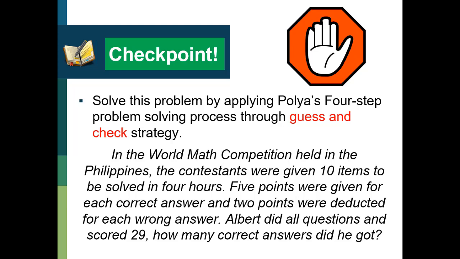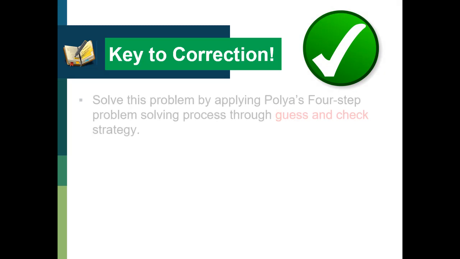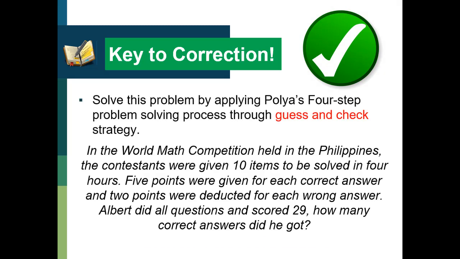Did you get it, everybody? Alright. I think you have your answers now. So here's the key to correction. The answer is Albert got 7 correct answers. Do you have the same answer? Alright, I think it's a yes.